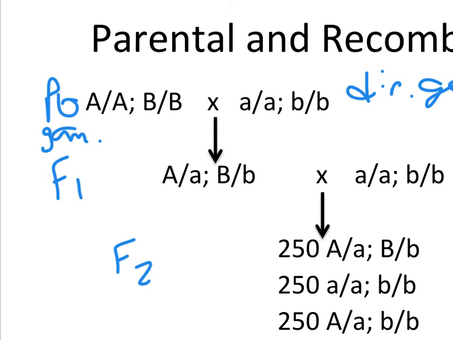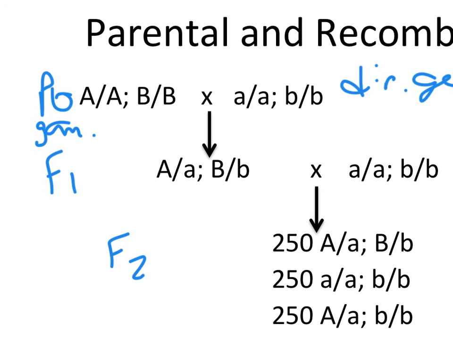Remember what a haplotype is? What's a haplotype? Genotypes of the offspring. Genotypes of, what's the haplo part? One copy of everything. So what cells do we find haplo somethings in? What cells do we have that are haploid? Our gametes.